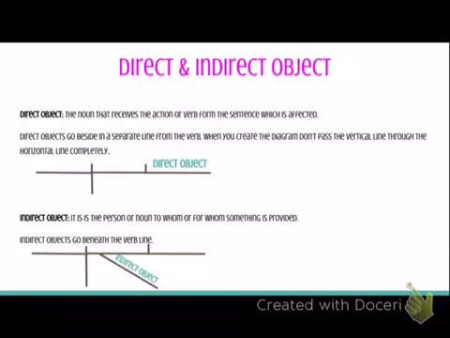Hello everybody, today we're gonna sentence diagram direct and indirect objects. A direct object is a noun that receives the action of the verb in the sentence. Direct objects go beside the verb, on a separate line, like shown here. When you create the diagram, don't pass the vertical line through the horizontal line.